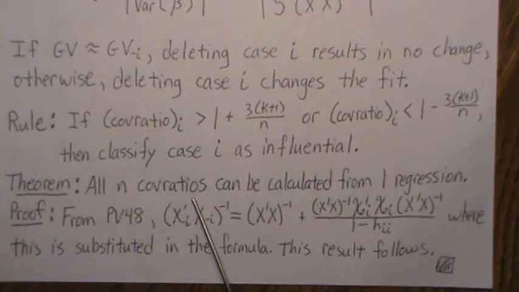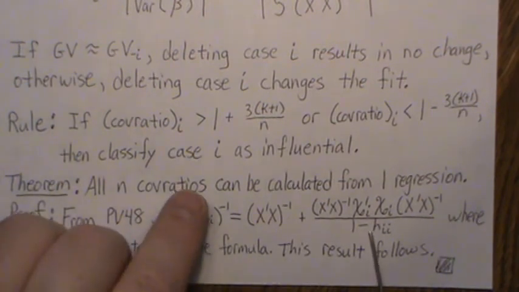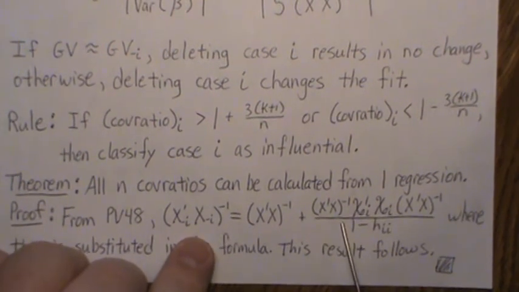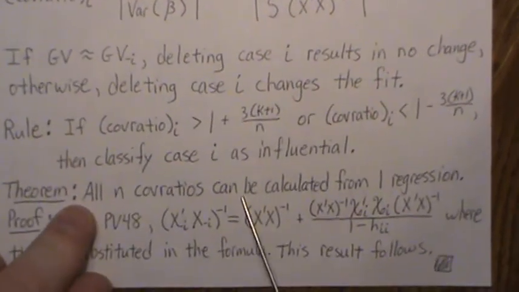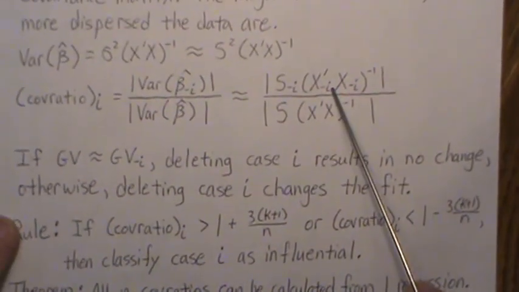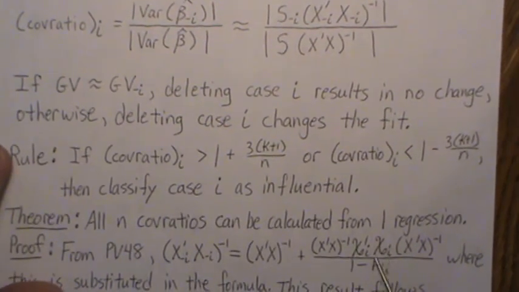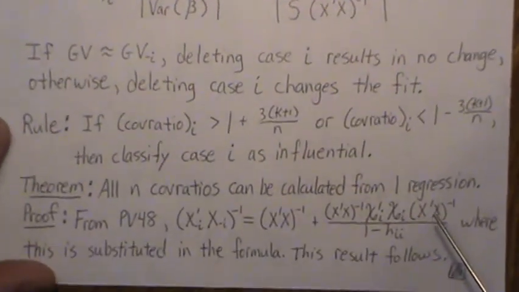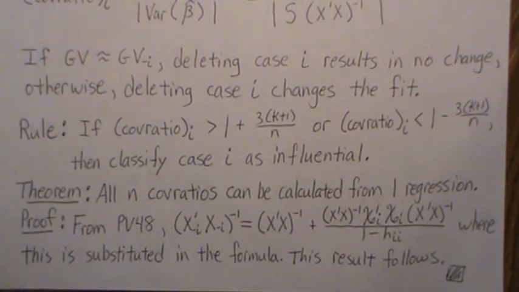So all n covariance ratios can be calculated from one regression. Now from previous video 48, we showed this relationship. And so what we do is we stick this in for this here. But every one of these is fit from the full model. So for each i, when we remove i, we just go down one row in the design matrix and one diagonal element in the hat matrix, and we can recalculate this very, very quickly. And so with that substitution, the result follows, and we'll leave it at that.